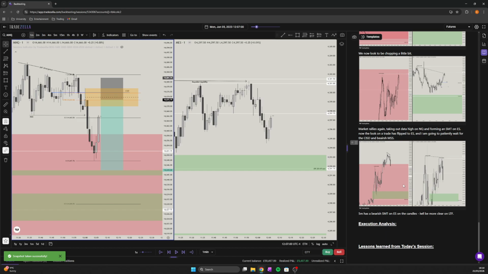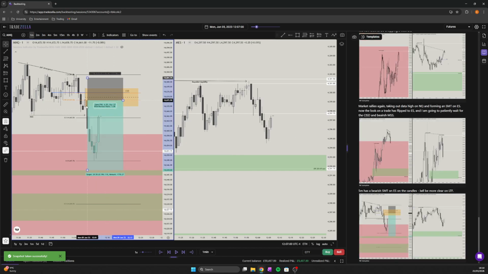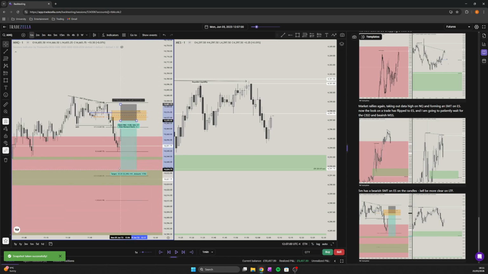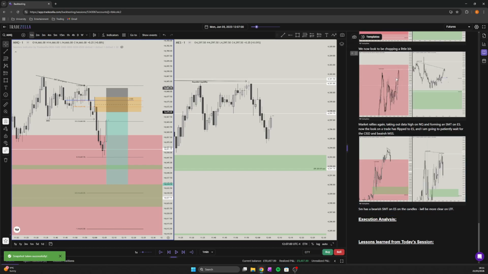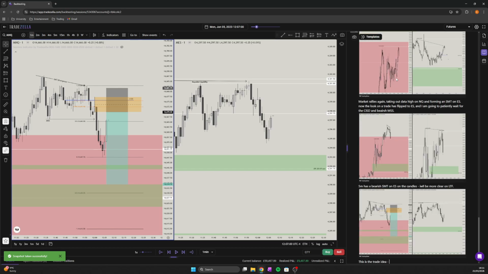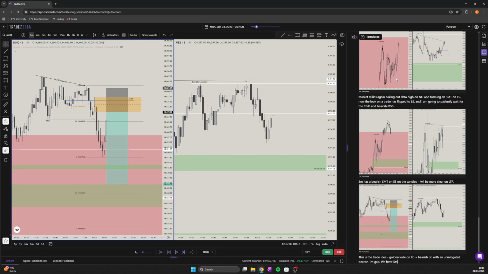So I think maybe it's best I actually do this entry point here, right? 670, 67. Let's do the gap right there. So we have a nice 1 to 3. Okay, so get rid of that, and let's update. So let's say this is the trade idea: golden level on fib plus golden fib plus bearish order block with an unmitigated bearish 1-minute gap. We have a 5-minute CISD and market structure shift lower.